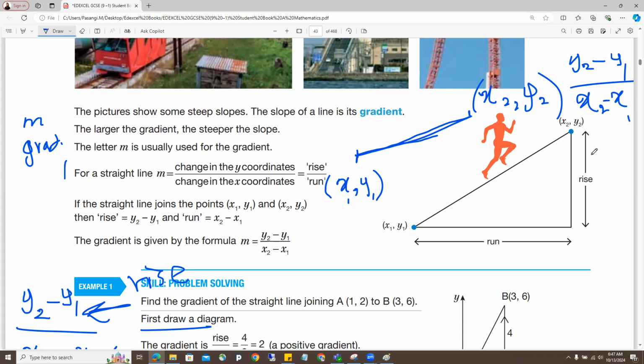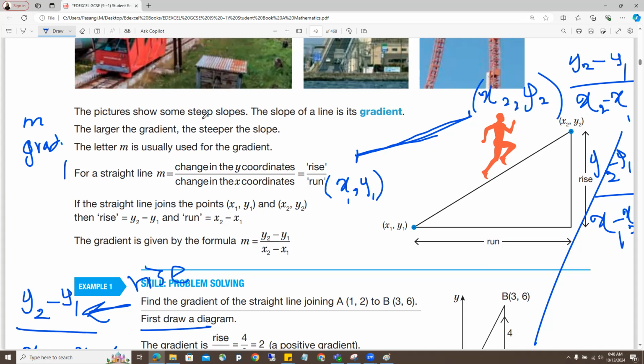But you can't have y2 minus y1 and x1 minus x2. That is not allowed, because for the y coordinate you started from the second point, and here you started from the first point. If you are considering the second point first for the y difference, then you have to consider the second point first for the x difference as well. Is it clear? Yes, miss.